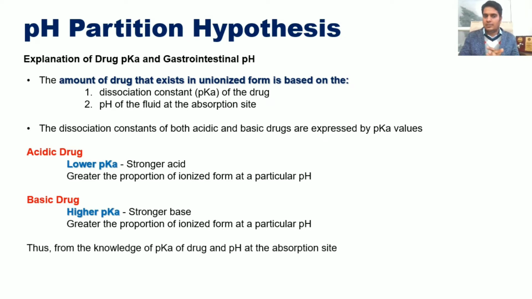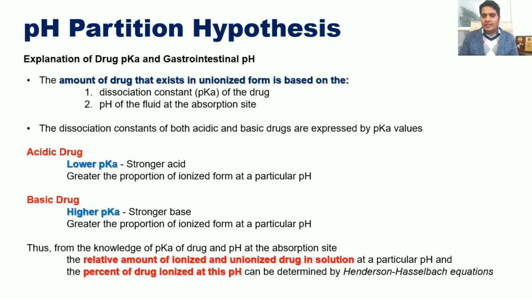So the lower pKa value for acidic drug and higher pKa value for basic drug will highly affect the absorption of these kinds of drug into the systemic circulation. Thus, from the knowledge of pKa of the drug and pH at the absorption site, the relative amount of ionized and unionized drug in solution at a particular pH and the percent of drug ionized at this pH can be determined by the Henderson-Hasselbalch equation.